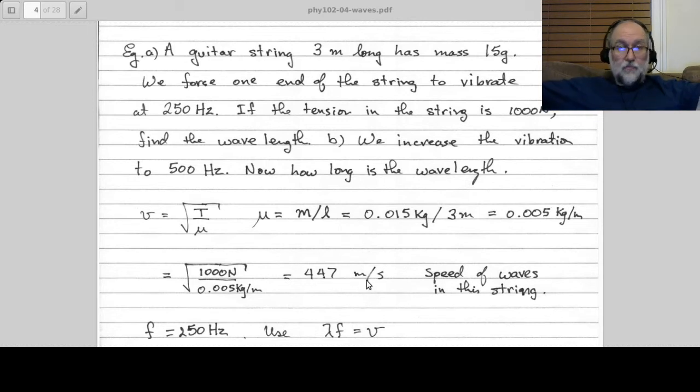If this string were half a kilometer long, 500 meters long, and you vibrate one end, the wave would travel down that string and travel 447 meters in a second. Okay, so this is pretty fast, but again, that's kind of typical for this.